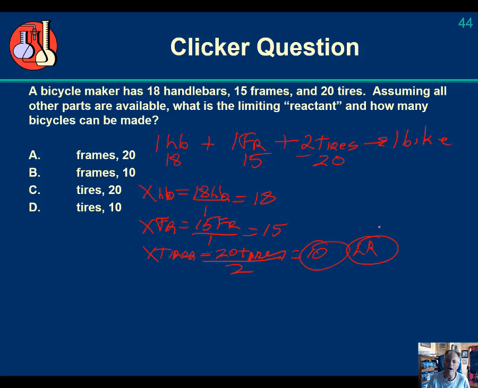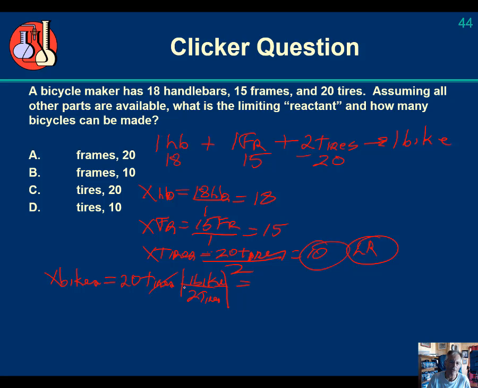And so now I could go ahead and I could simply calculate how many bikes I could make with my limiting reactant, which is 20 tires. And it takes 2 tires for 1 bike.